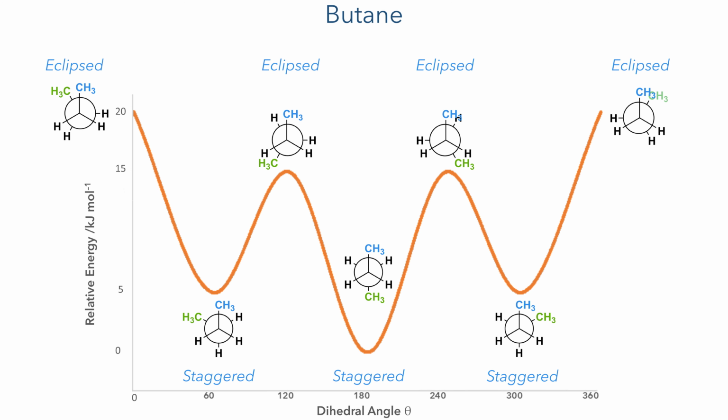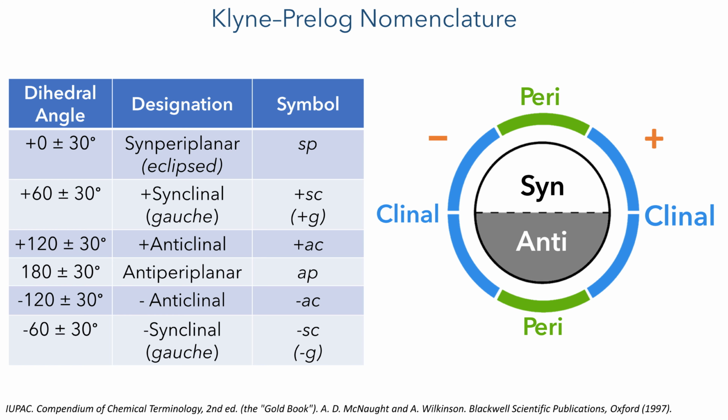So let's move on to butane. Unlike ethane, not all of the substituents are equivalent. This gives rise to different eclipsed and staggered conformations. For example, we can have a staggered conformation where the terminal carbon groups have a dihedral angle of 60 degrees, or we can have a staggered conformation where the dihedral angle is 180 degrees. To account for these different conformations, we must introduce a new naming system. This system is known as Klyne-Prelog nomenclature.